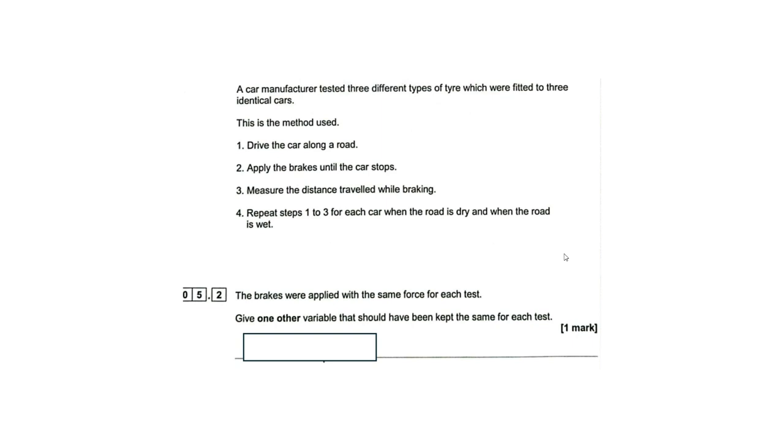The car should be going at the same speed. So the initial speed should be kept the same, otherwise it wouldn't be a fair test. If you're traveling a lot faster, it's going to take way longer for the car to stop, so it wouldn't be fair. So the same speed would be perfect. You could also have the same portion of the road, but ideally the initial speed would give you the mark.